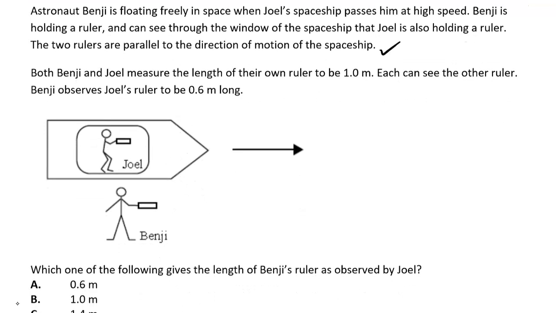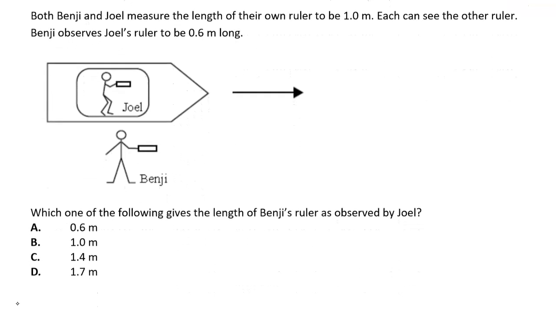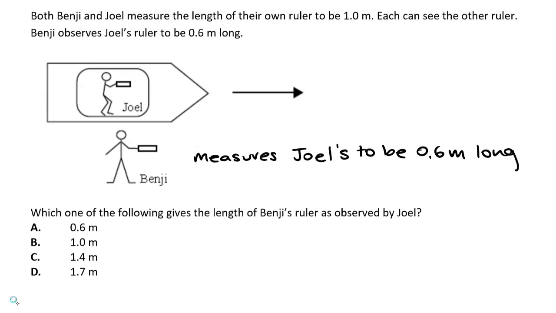Each can see each other's rulers. Benji observes Joel's ruler to be 0.6 meters long. So Benji measures Joel's to be 0.6 meters long. Remember, Benji is not measuring the proper length of Joel's ruler. From Benji's frame of reference, Benji is stationary and he sees Joel moving by at, it must be a relativistic speed because he's measured a significantly contracted length of that ruler.